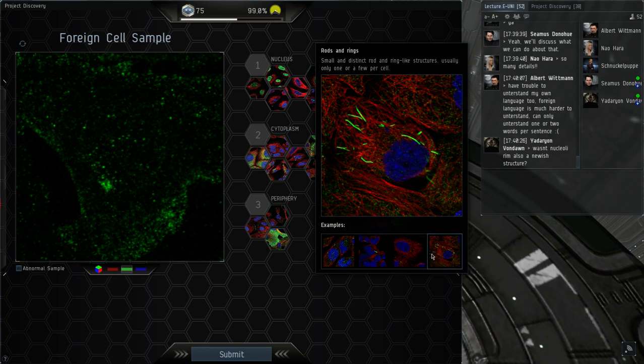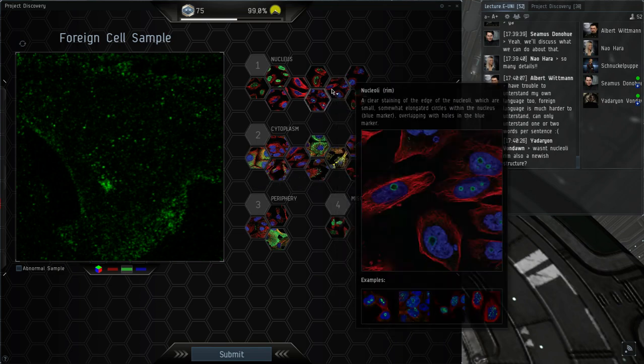And as Yadarian points out, nucleoli rim is also a new structure. Nucleoli rim we find up here. It's at the edge of the nucleoli. And this one we introduced even more recently than rods and rings, I believe. And we have even fewer examples of it than we have of rods and rings.